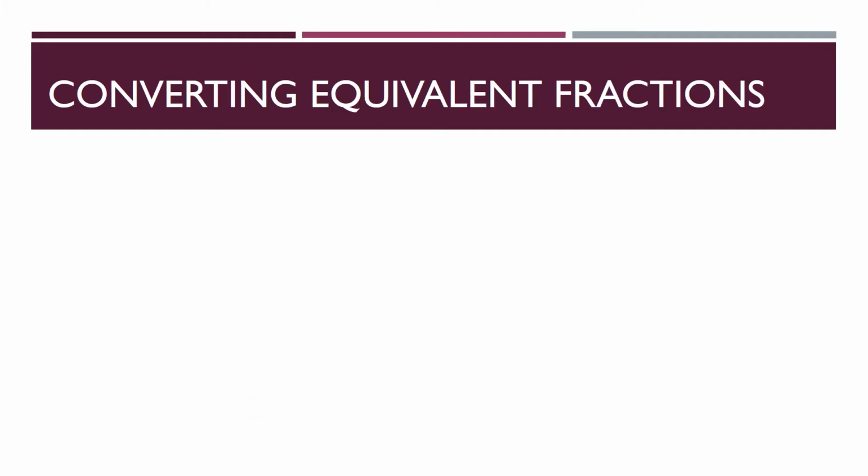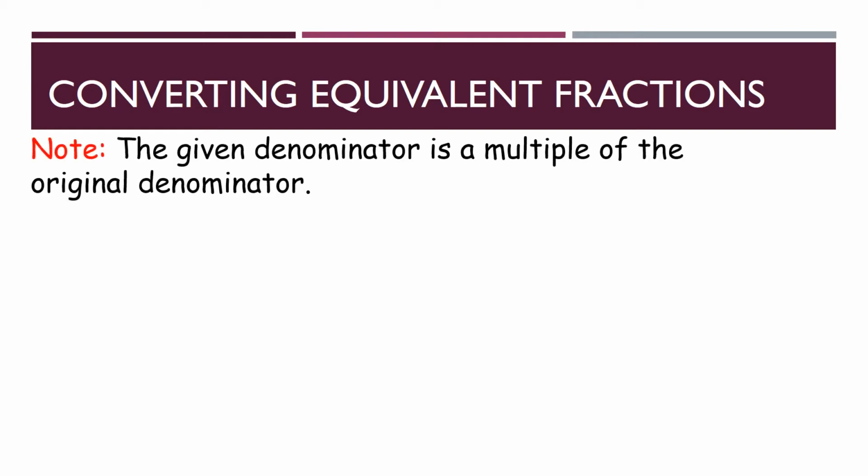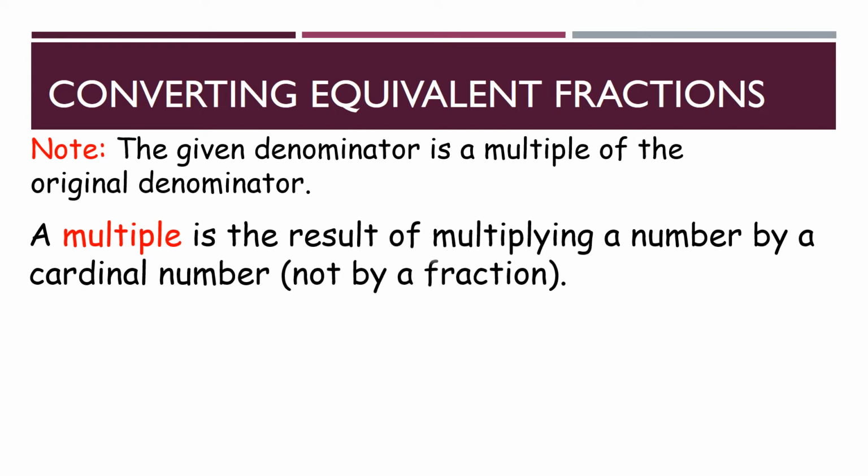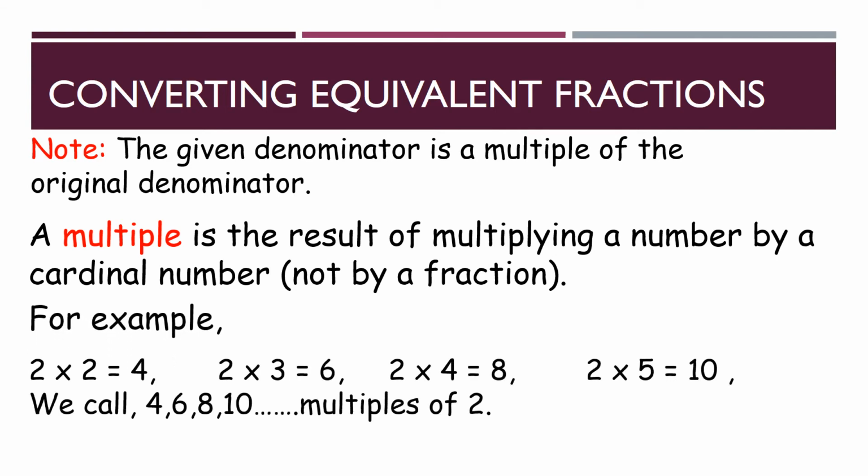Now let's go to converting equivalent fractions. How to convert? Note, the given denominator is a multiple of the original denominator. What do you mean by multiple? A multiple is the result of multiplying a number by a whole number, not by a fraction. For example, 2 times 2 equals 4, 2 times 3 equals 6, 2 times 4 equals 8, 2 times 5 equals 10. We call 4, 6, 8, 10, 12, and so on, multiples of 2.